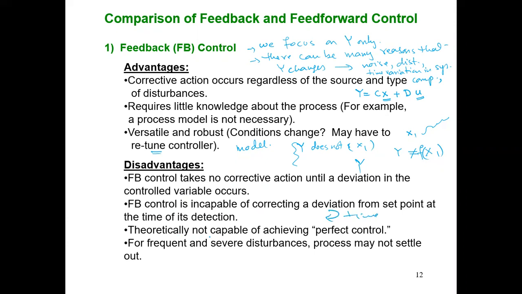Or theoretically not capable of achieving a perfect control, for sure, क्योंकि always you are looking for y, so there has to be a disturbance in y. This disturbance will reach to the controller और फिर controller action देगा। तो हमेशा variation होगी, इस variation को controller देखेगा and then controller action आएगा, ठीक है। Without any change controller will not do anything. So theoretically कहते हैं कि आपके पास perfect control नहीं, perfect control का मतलब है कि कुछ भी होता रहे, चीजें अपनी जगह पर ही रहें। For frequent and severe disturbances, process may not settle out.